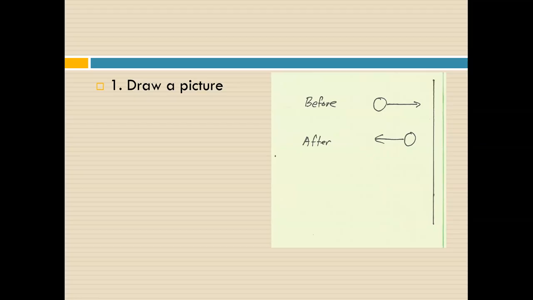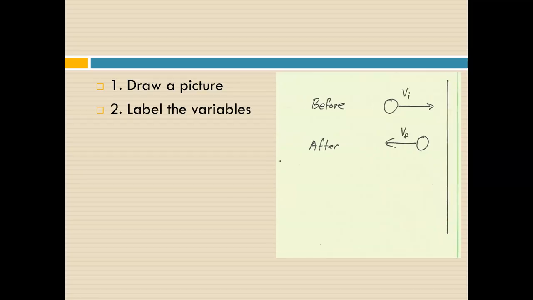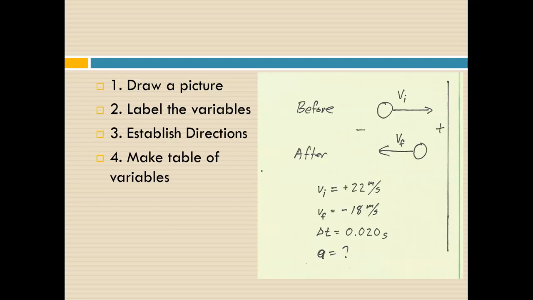But next step, we label the diagrams. I have VI is going to be the top ball. There's the arrow representing VI going into the wall. And then there's the arrow for VF representing the velocity coming out of the wall. Next thing I'm going to do is get my table of knowns and unknowns, but I'm also going to establish directions. Which direction is positive and which direction is negative. I'm going to define going into the wall as positive. That means coming off of the wall is negative. That means VI is a positive velocity and VF is a negative velocity.